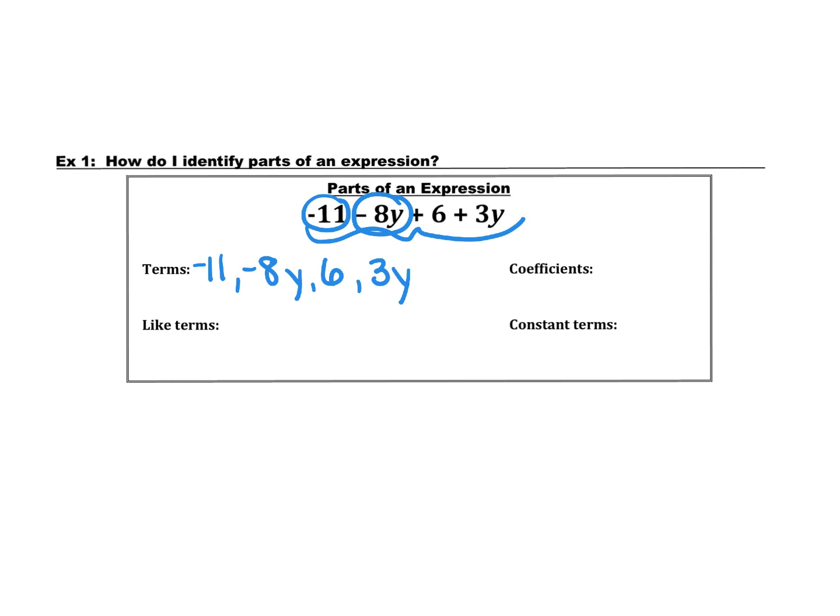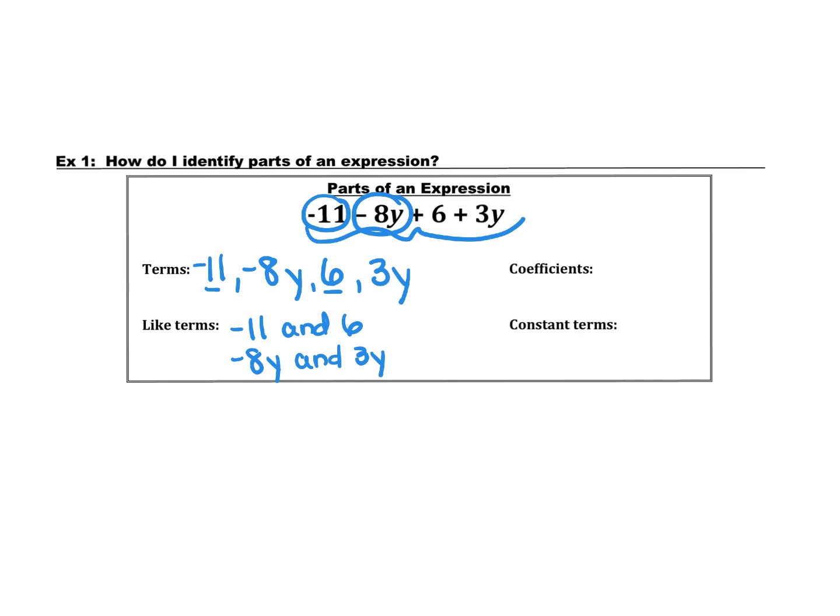All right, so our like terms then are the ones that you can put together. They're the ones that are the same. They have to have the same variable to the same power or no variable at all. So for example, our like terms are going to be our negative 11 and 6, and then we have our negative 8y and our 3y. Those are our like terms.